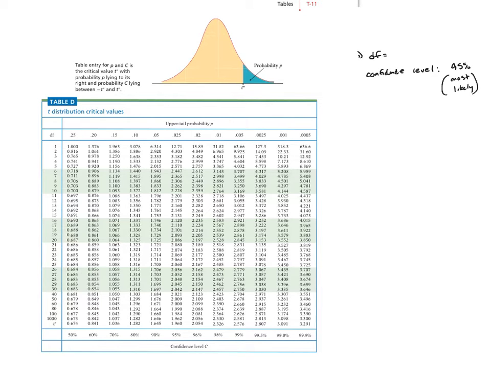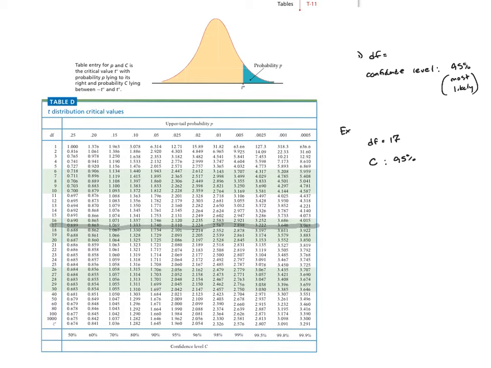To do this, let's look at an example. Our first example, let's say the degrees of freedom is 17, and we want to have a confidence level of 95%. To find the t-score that goes with this, the first thing I do is identify my degrees of freedom row, 17, and I trace that across.